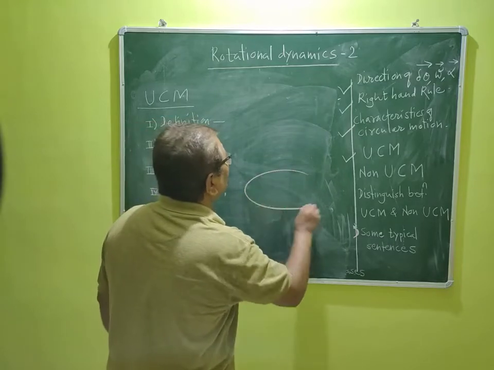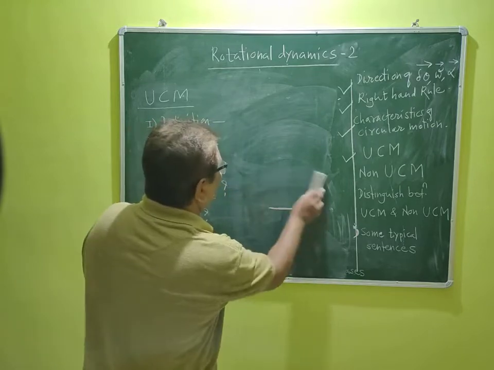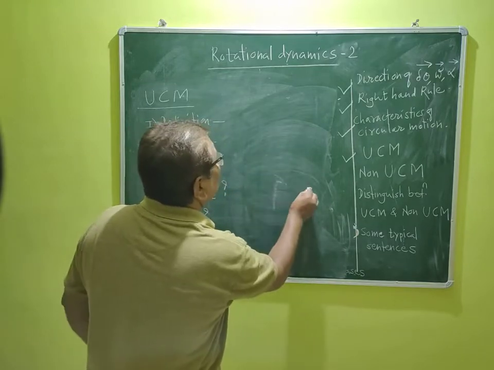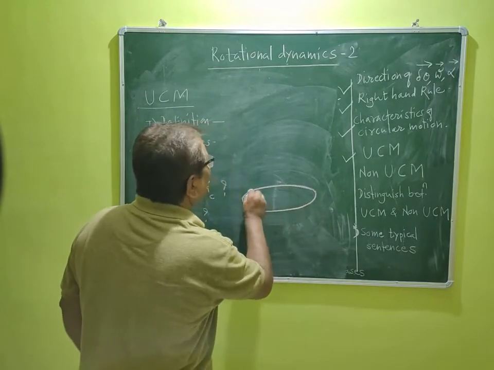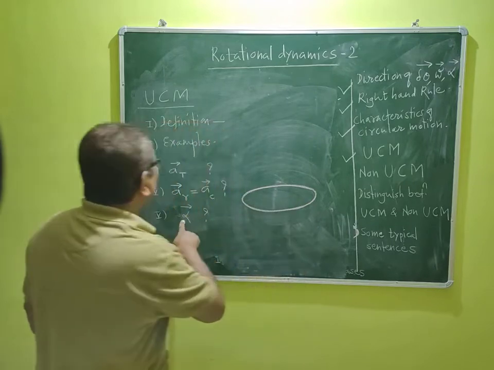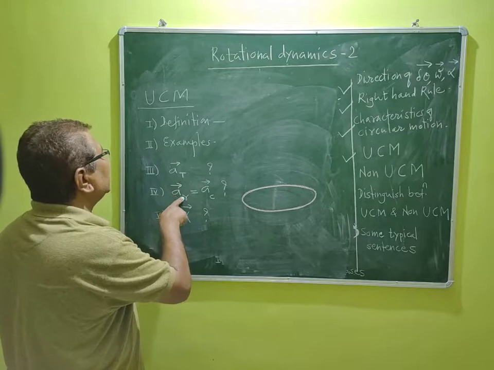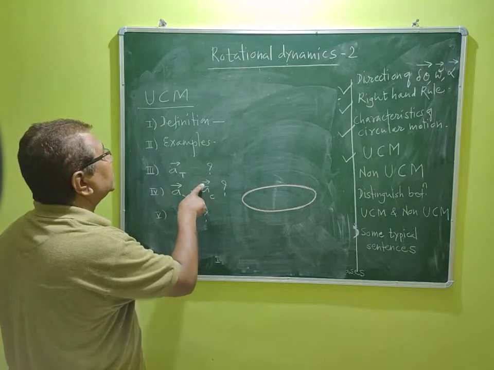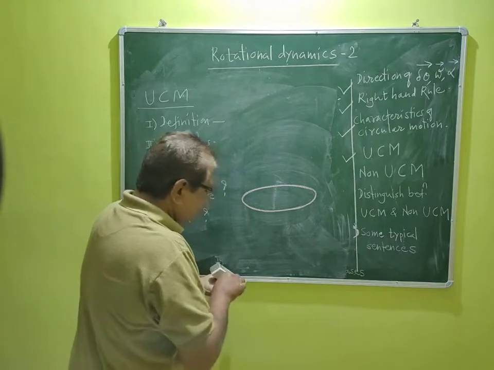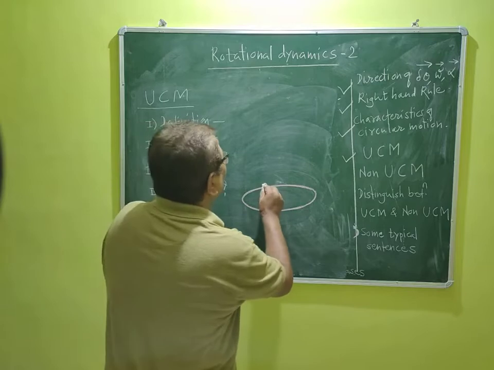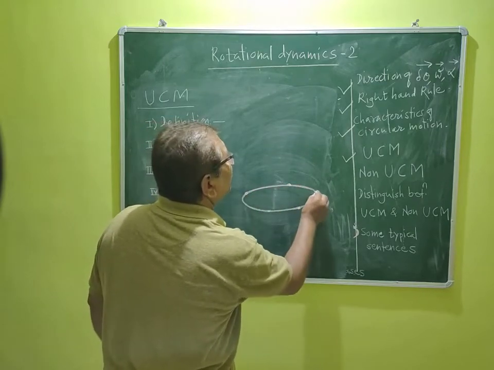We have completed the definition. Now we'll have to learn what is angular acceleration alpha, what is radial acceleration a_R vector, or centripetal acceleration, and what is tangential acceleration. So in uniform circular motion, though the motion is uniform, the direction of linear velocity changes.